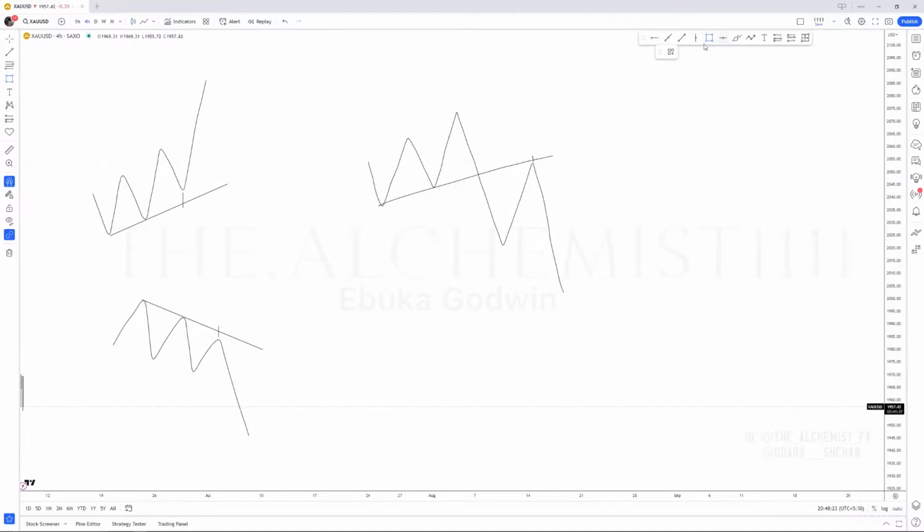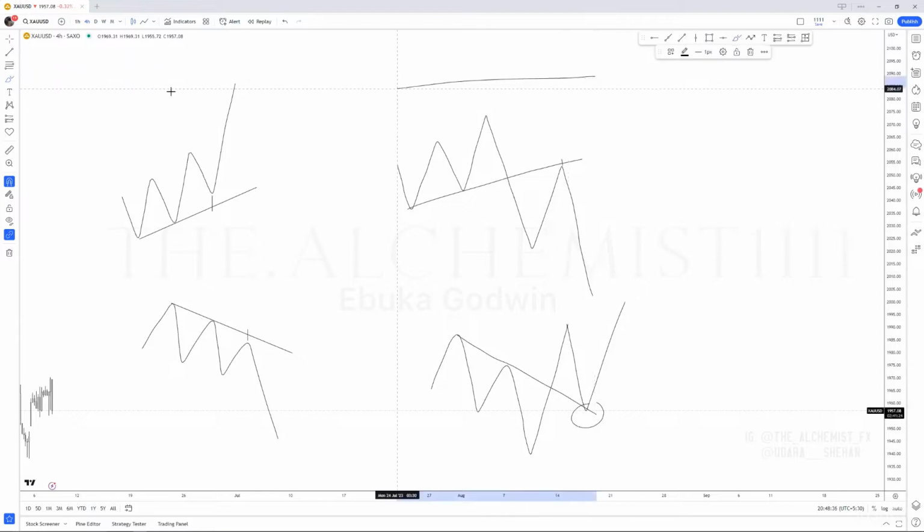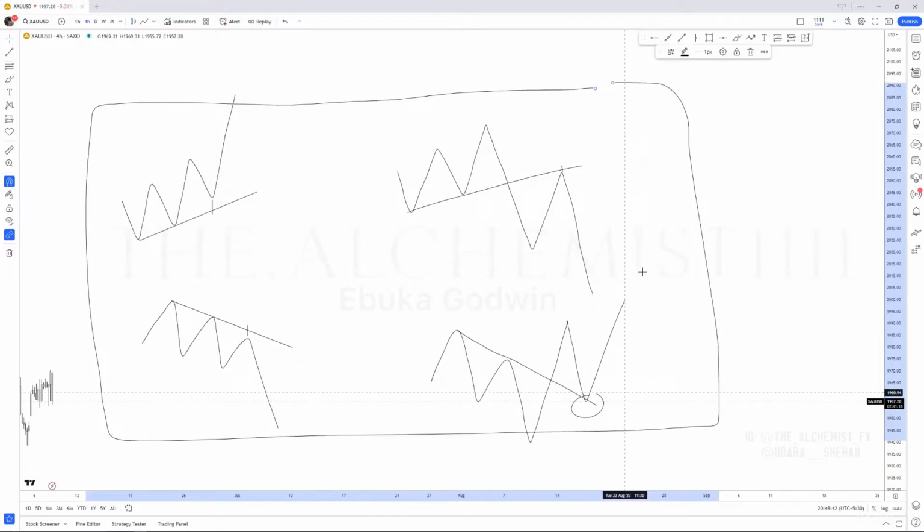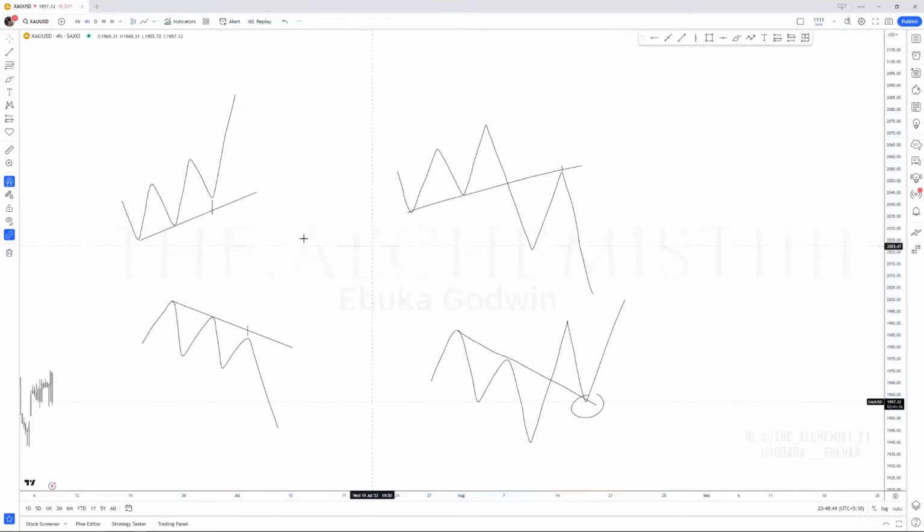So we had this, and then same thing down here. If it breaks, you could expect it to do this. This is also a break and retest trend line. So these two, honestly, are my favorite types of trend lines. These are the ones that I use a lot, because they're very high probability, in my opinion.